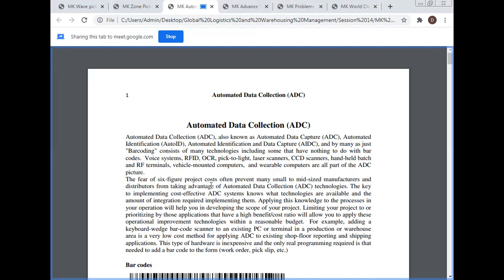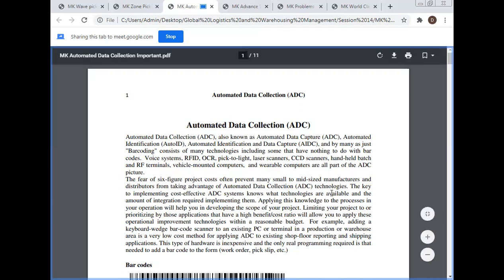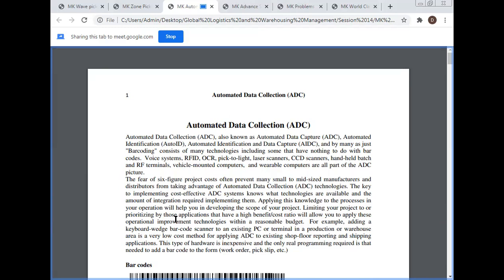The fear of a six-figure project cost prevents many small to medium-sized manufacturers and distributors from taking advantage of the automated data collection technology. The key to implementing a cost-effective ADC system is knowing what technologies are available and the amount of integration required to implement them. Applying this knowledge to the processes in your operation will help you in developing the scope of your project. Limiting your project to, or prioritizing, those applications that have a high benefit-cost ratio will allow you to apply these operational improvement technologies within a reasonable budget.